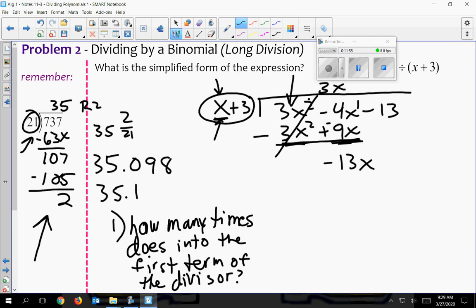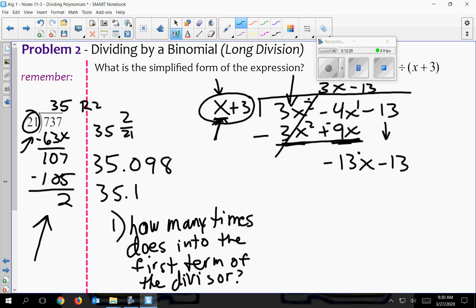Okay? Now, like in long division, I still have something over here. I have to bring it down. So that's going to get me a negative 13x. I'm going to take this first term again and repeat my steps. I'm going to take this first term x. How do I make it negative 13x? Well, if I multiply it by negative 13, I'll make it the same.